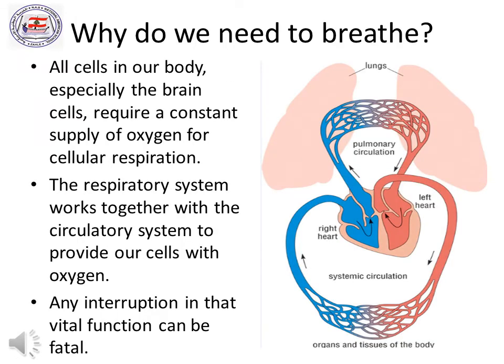Why do we need to breathe? All cells in our body, especially the brain cells, require a constant supply of oxygen for cellular respiration in order for them to survive. The respiratory system works together with the circulatory system to provide our cells with oxygen. We have discussed in the previous section how the heart and the lungs work together to supply blood for tissues and organs. Any interruption in that vital function can be fatal and deadly.